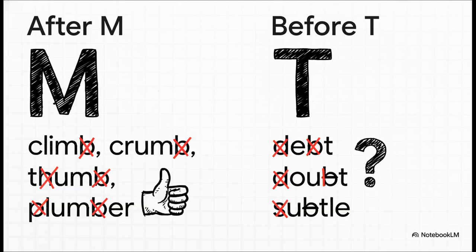So after an M, you've got words like climb, crumb, thumb, and plumber. Think about how you say them. Your mouth doesn't actually make that "buh" sound at the end. It's "thumb," not "thumb-buh." And for the T rule, we've got debt, doubt, and subtle. Again, no B sound, it just jumps straight from the vowel to the T.